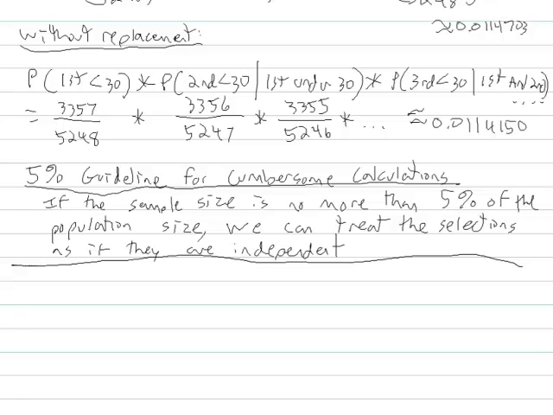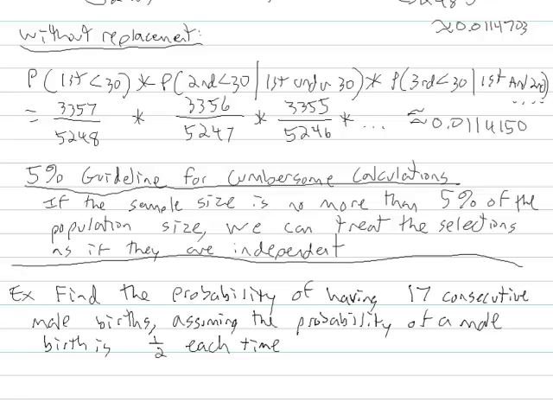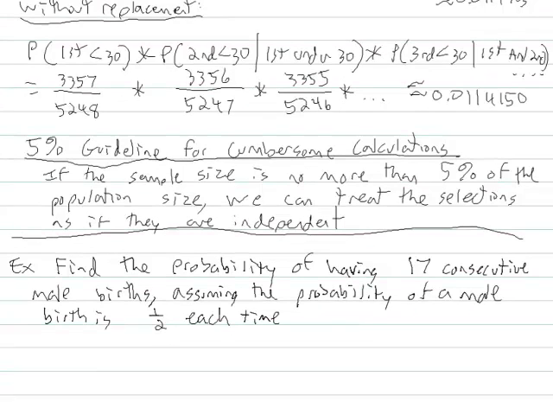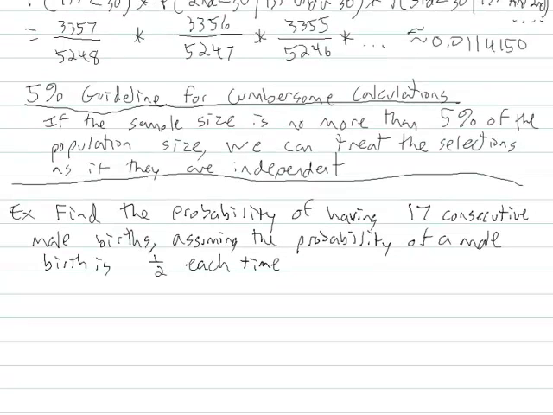So suppose we are looking at births of children. Find the probability of having 17 consecutive male births, assuming the probability of a male birth is 1/2 each time. Now, with replacement, without replacement doesn't apply here. It's not like I'm putting the babies back after they've been born. So these are all independent. We're assuming that each birth, it doesn't matter what the previous birth was. Whether the previous birth was male or female doesn't increase or decrease the likelihood that the next birth will be male.